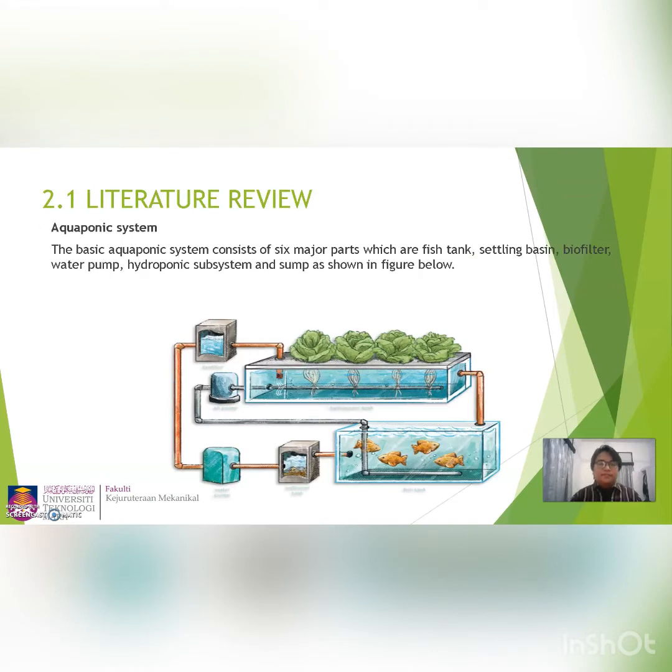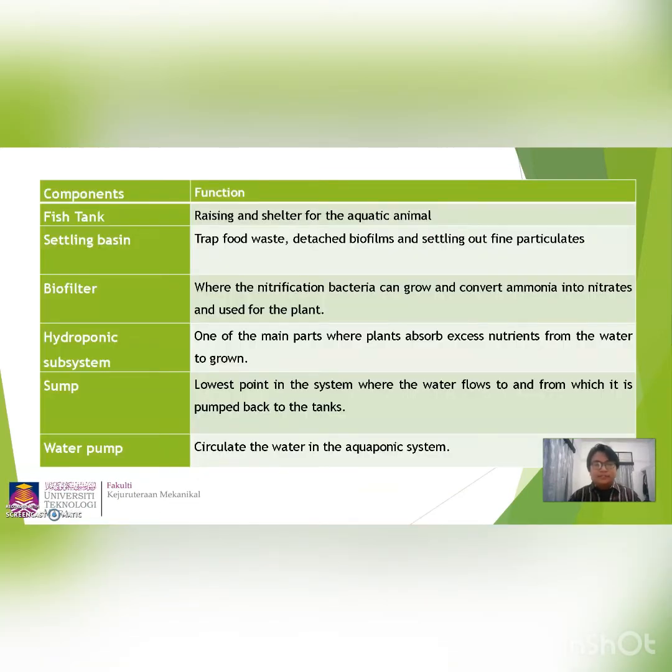The basic aquaponic system consists of six major parts, which are fish tank, settling basin, biofilter, water pump, hydroponic subsystem, and sump, as shown in the figure below. These are the components and their functions. The fish tank is used for raising and sheltering the aquatic animals, and the settling basin traps food waste, detaches biofilms, and settles out fine particulates.